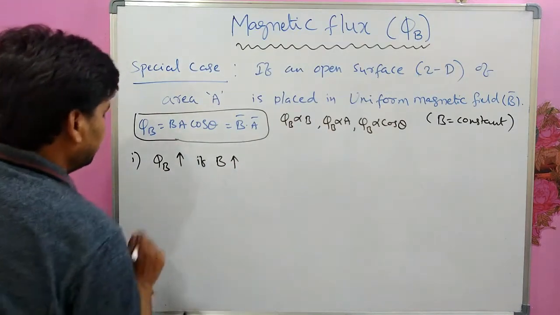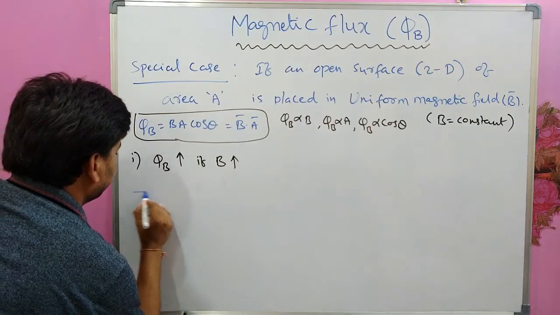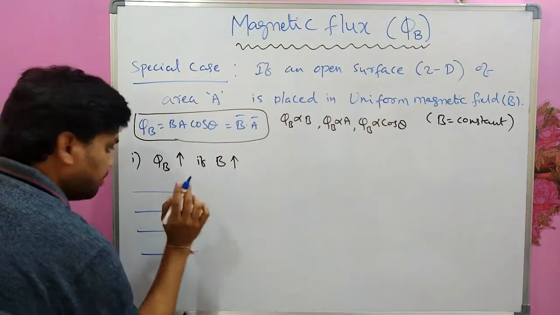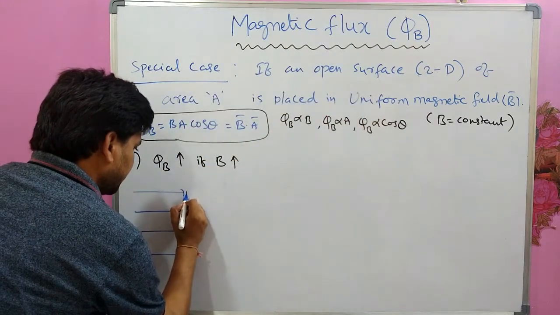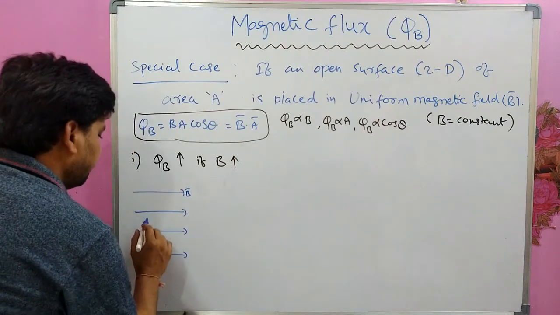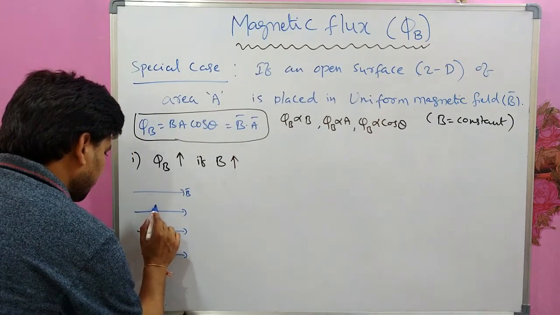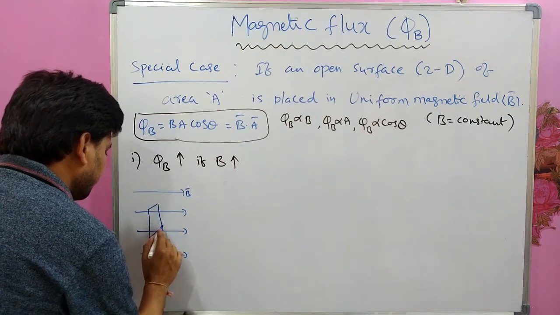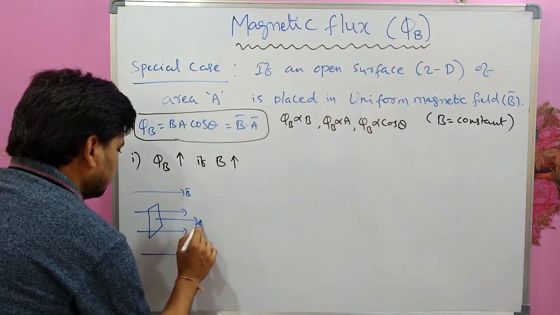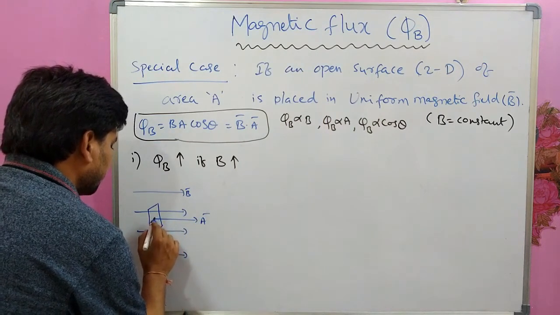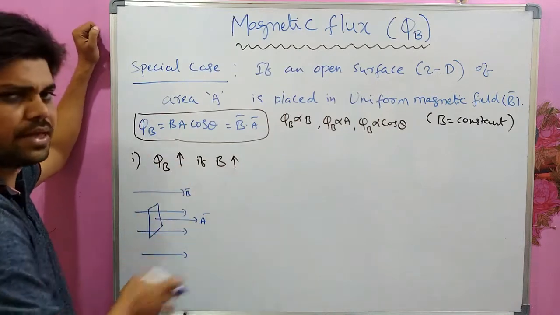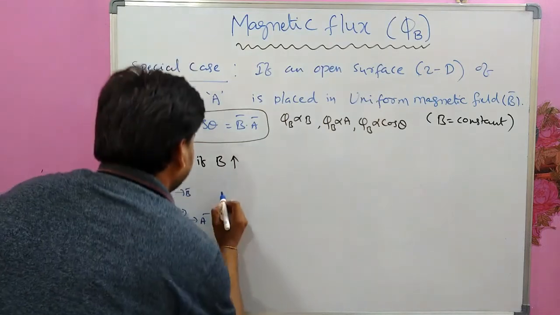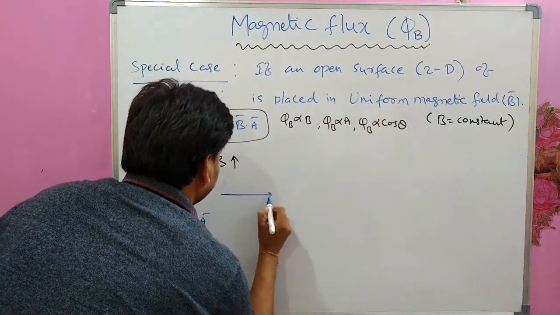Let me take the magnetic field in this direction, a uniform magnetic field. So this is the magnetic field direction, and I am placing one area with this as the area vector direction. The angle may be whatever, I'm just keeping it fixed. And I will take another case where the magnetic field is increased now.